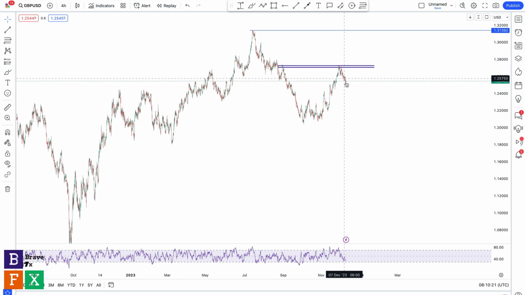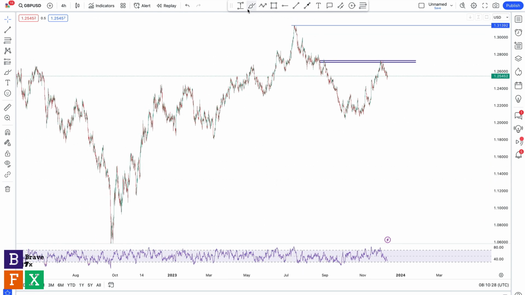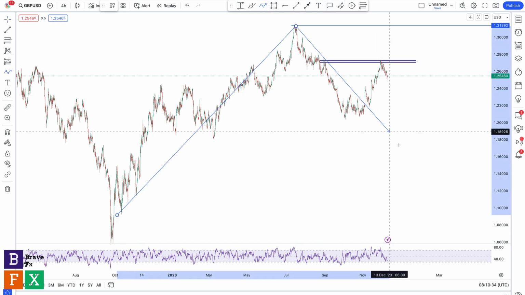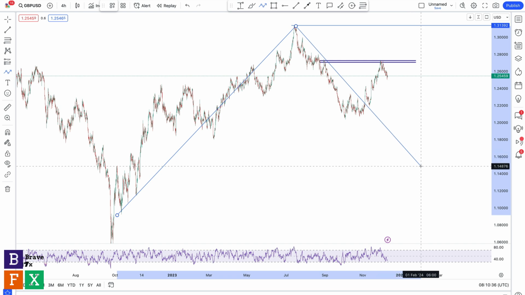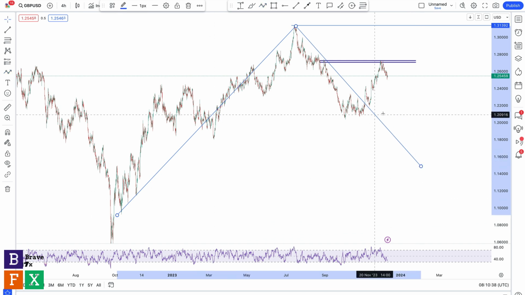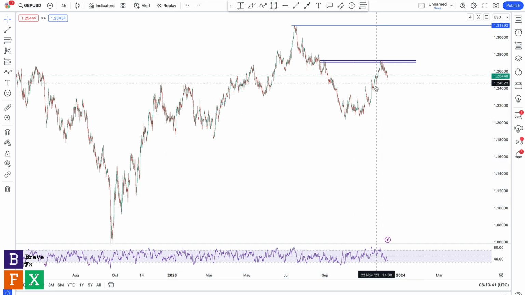So our confirmation will be price making a lower low. Then that will signal a change in the short-term trend. So this is going to be our short-term bullish trend, while this is going to be the new either short-term or long-term bearish trend, right? So we just have to wait and see what price does.